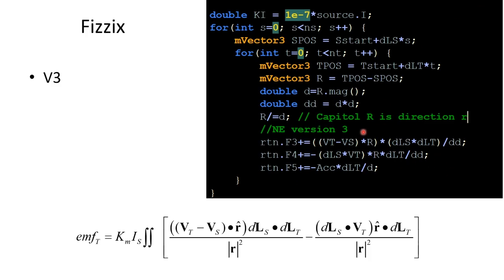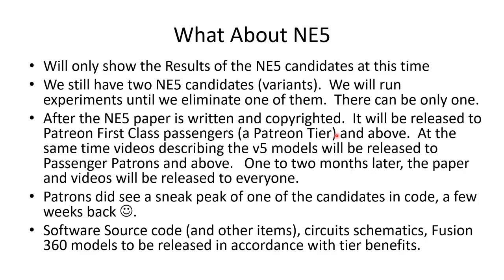And this is the same setup, but this is the interaction for new electromagnetism V3. Okay, I'm not showing the equations for V5 yet. I'm keeping those under wraps until I have a chance to write and copyright the new electromagnetism V5 paper. And then you can read the rest of this on your own. This is how everything else is going to be released to everybody.